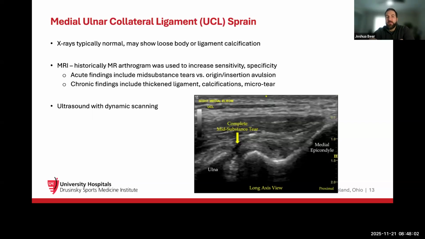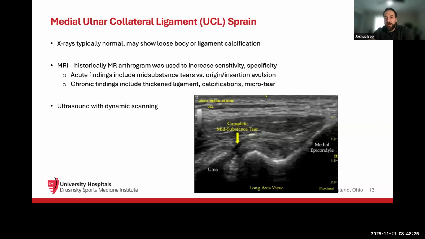With acute findings, we're typically going to see mid-substance tears versus avulsions from the ulnar insertion. With chronic, you're going to see thickened ligaments, calcifications, and partial tearing. This is also something I would highly recommend if you're concerned with this, doing a dynamic ultrasound in clinic. It's very simple.